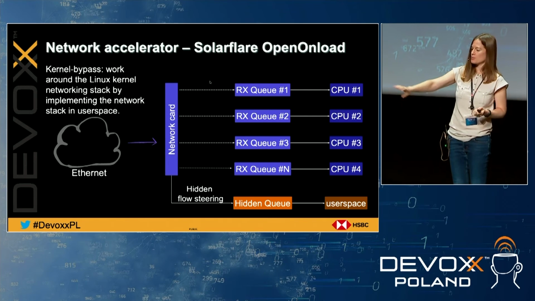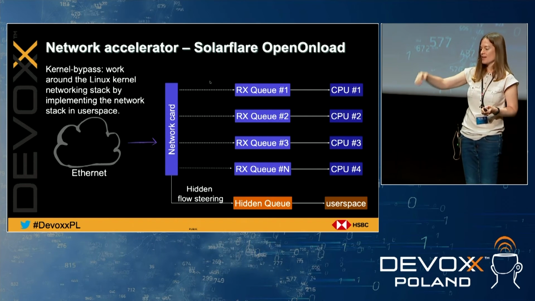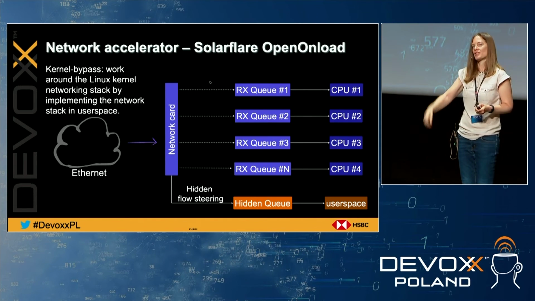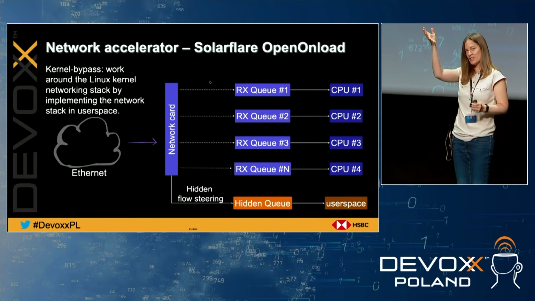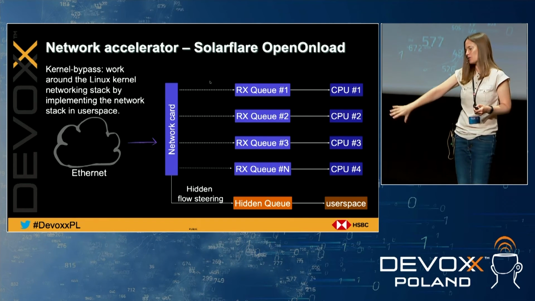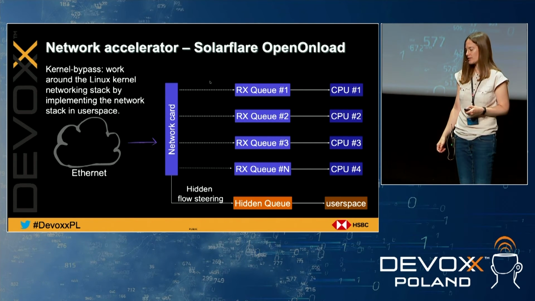So you can see here a typical network card and your receiving queues. Onload will define hidden flow steering rules and take some of that data and send it through this other hidden queue in user space, which will then directly talk to the networking components afterwards. So it's quite cool that way.